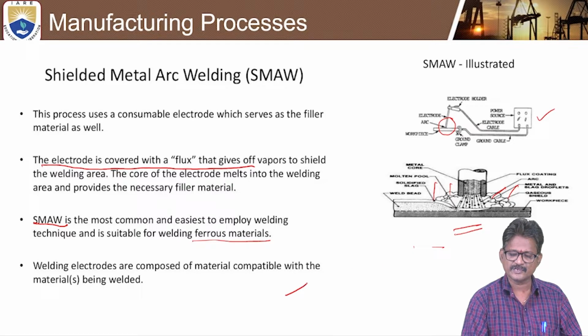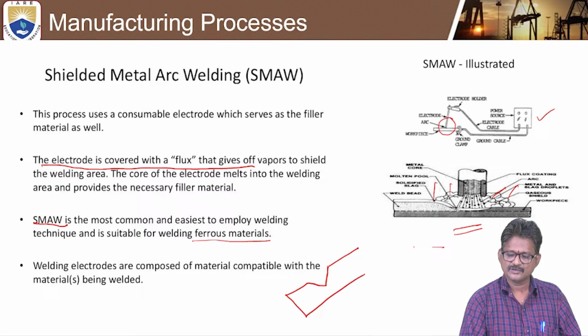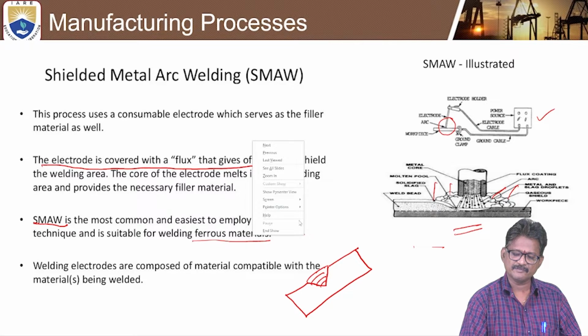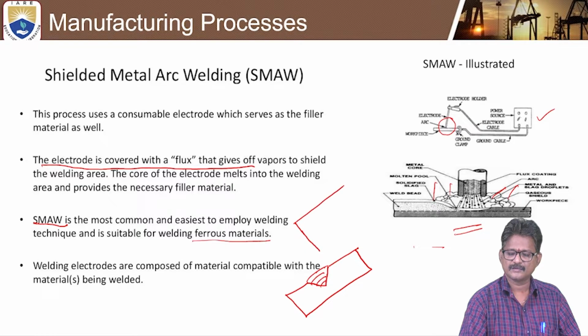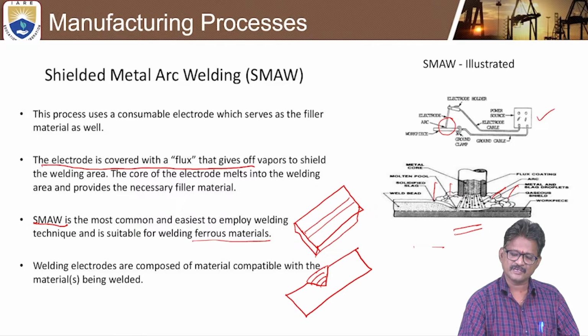For example, you can see in this, and here this is called the weld bead. So it is a front view. When you want to see it in a three-dimensional figure, and when you start the electrode here, it is continuously moving.